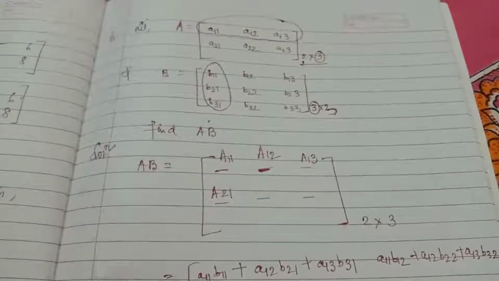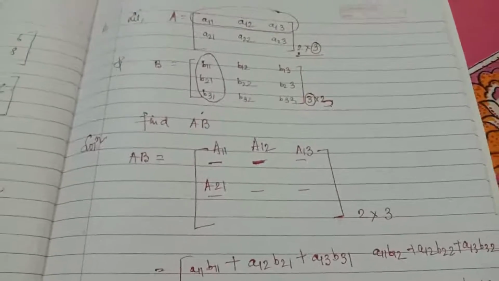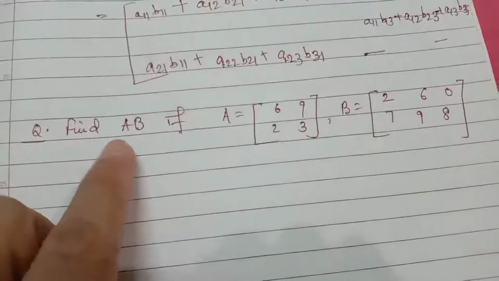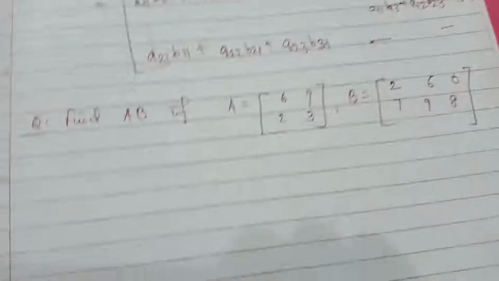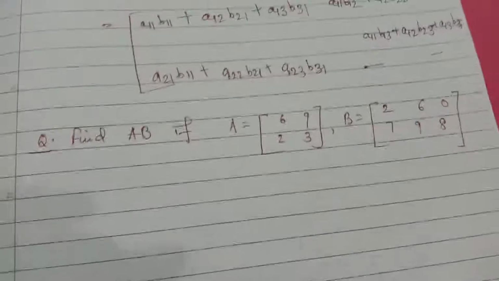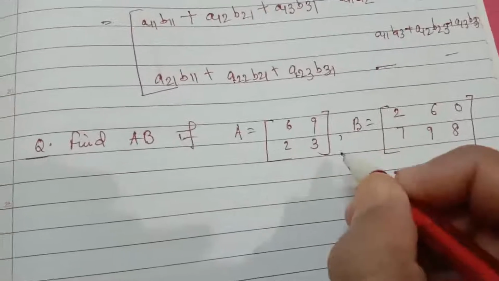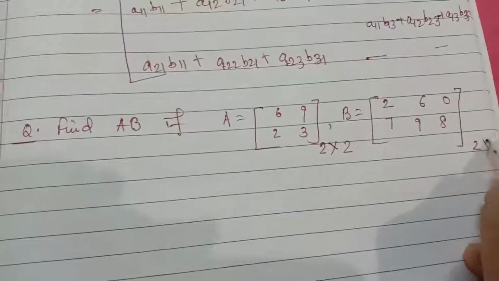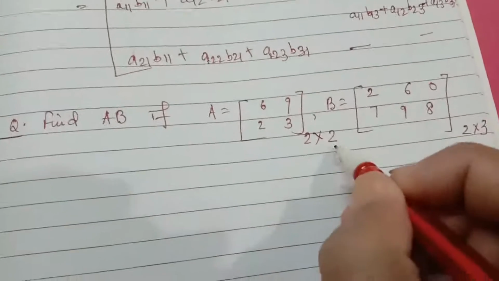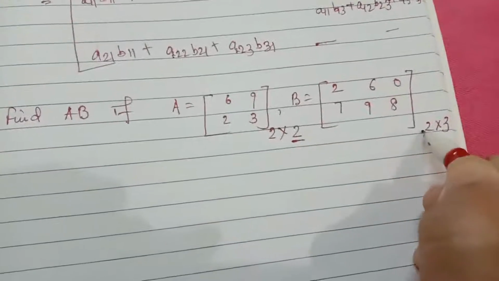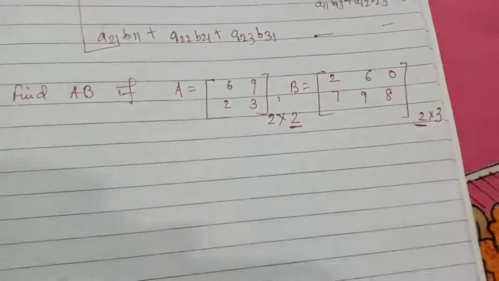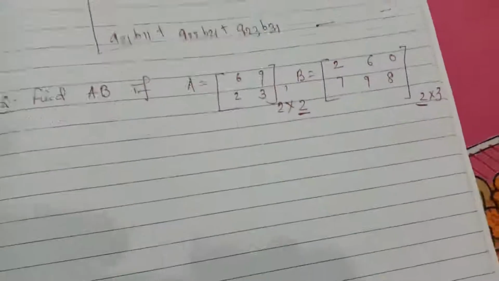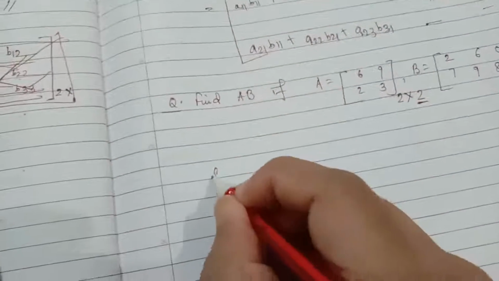I'll solve two examples, it will be more clear to you. This is a simple question from the NCERT book. Find AB if A equals this and B equals this. Now first let us check the order. The order of A is 2 by 2, the order of B is 2 by 3. Now the number of columns of the first equals the number of rows of the second, these two are equal, and therefore A into B clearly exists. Now we have to find AB.